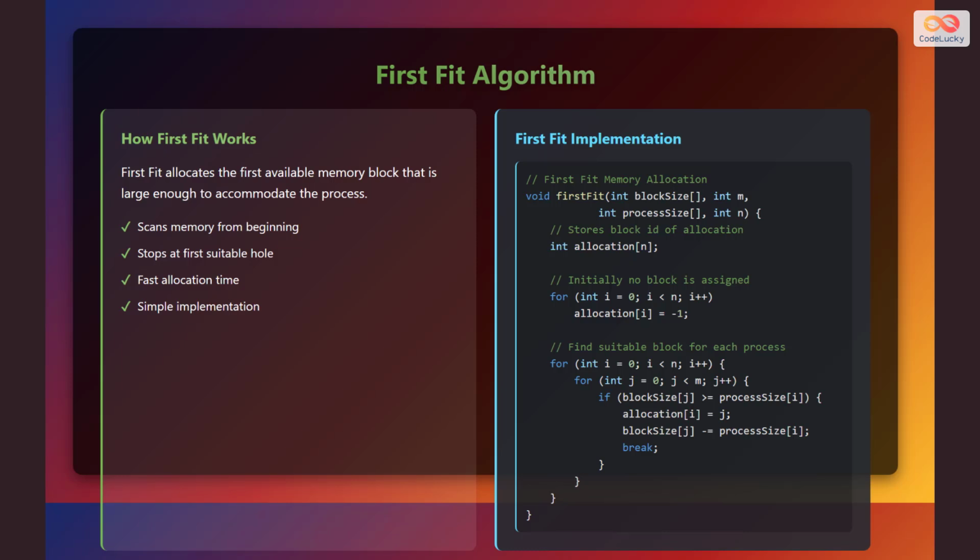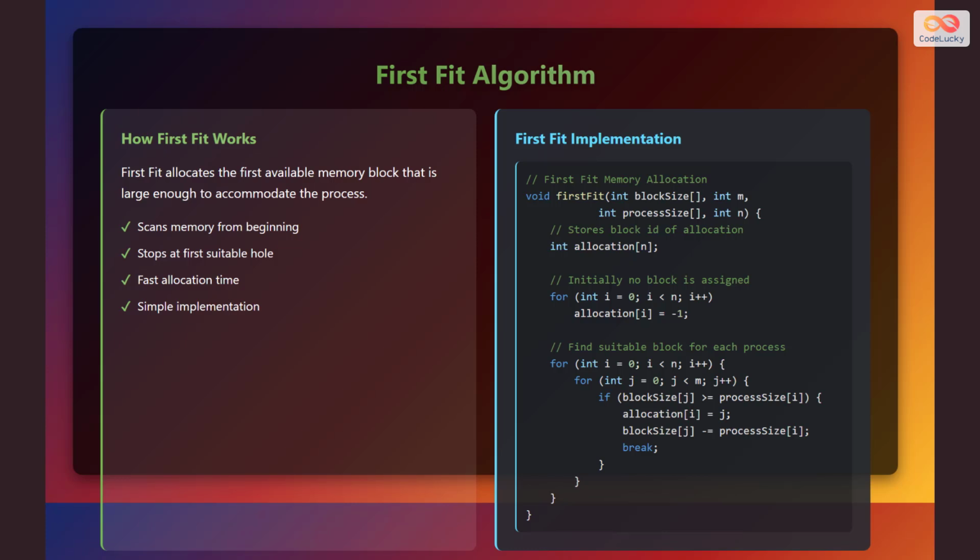The first fit algorithm allocates the first available memory block that is large enough to accommodate the process. It scans memory from the beginning and stops at the first suitable hole it finds. It offers a fast allocation time and a simple implementation. However, it can lead to fragmentation near the start of memory.